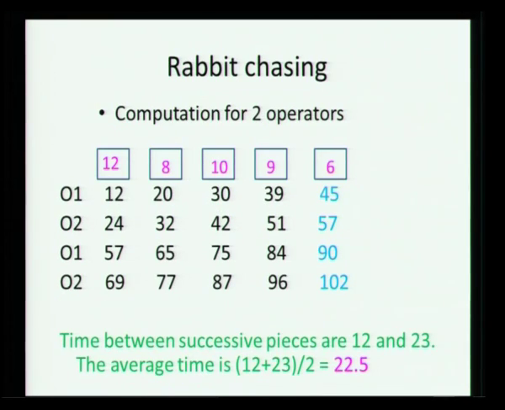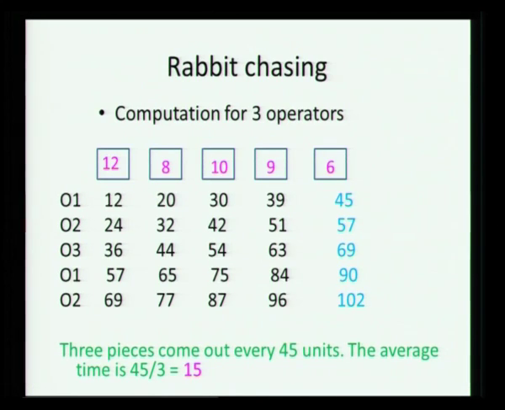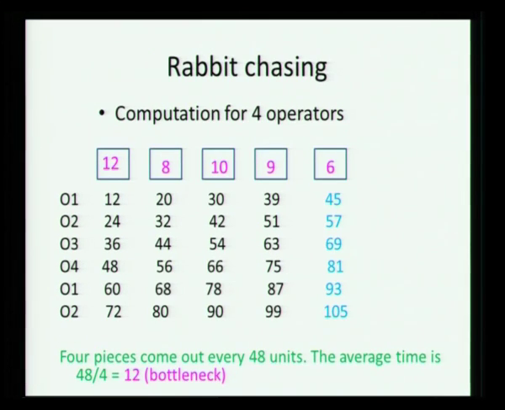When we had 2 operators, the average is 22.5, which is more than the maximum of the individual processing times, 12. Therefore, the average stays at 22.5. Here the average is 15, which is more than this 12. But when we have 4 operators, the average is 11.25. If I take 45 by 4, it is 11.25, which is smaller than 12. Now, 12 is the maximum among the unit processing times and is called the bottleneck processing time. So, when the average, the total time by the number of operators, in this case 11.25, becomes smaller than 12, the bottleneck will start dominating and the output will only be every 12 time units.